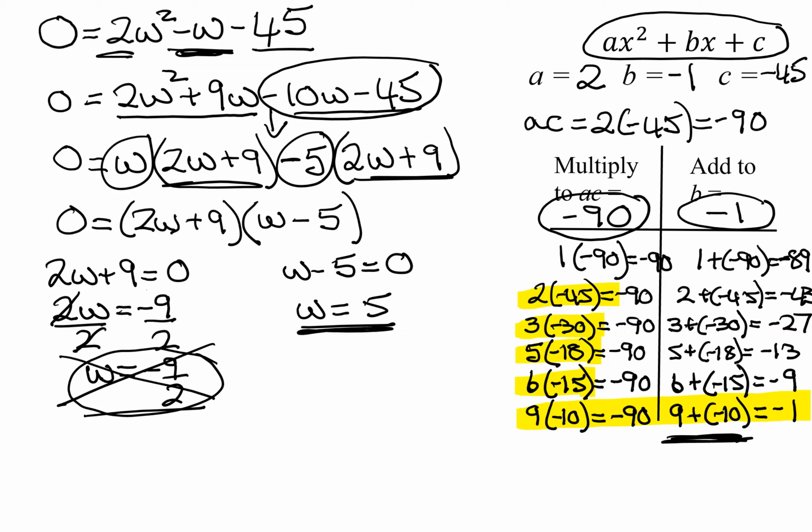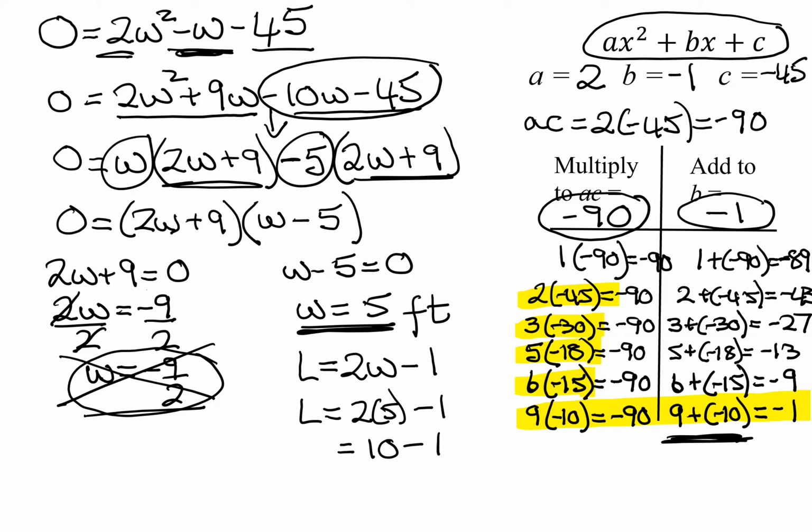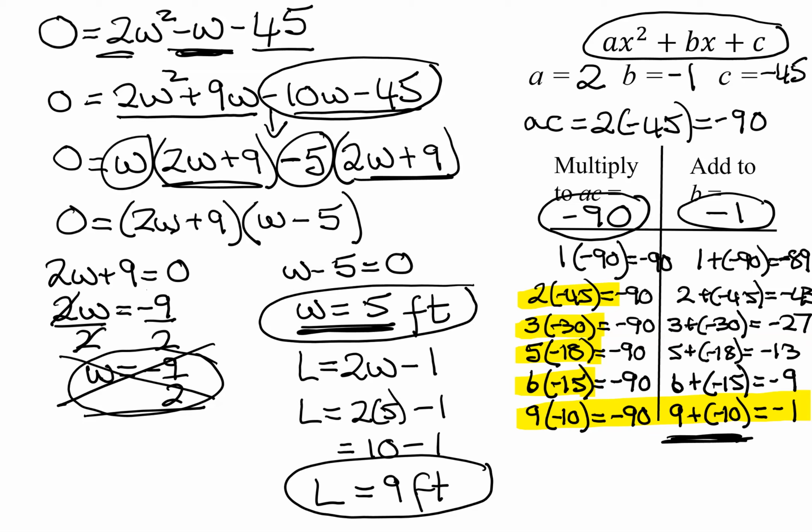So the width landed up being 5, and remember, what were our units? Feet. So my width was 5 feet, but also we were asked to find the length. Remember, the length was 2W minus 1. So L is equal to 2 times 5 minus 1, which is 10 minus 1. So the length is 9 feet. So for my rectangle, the length is 9 feet and the width is 5 feet.